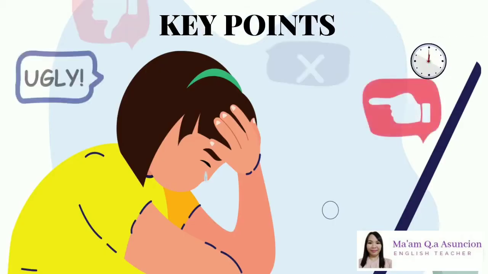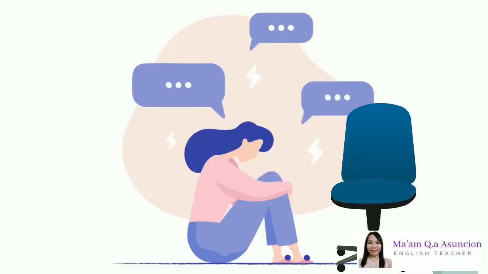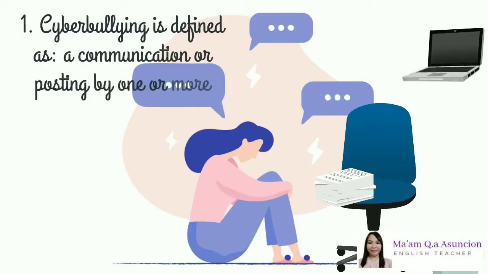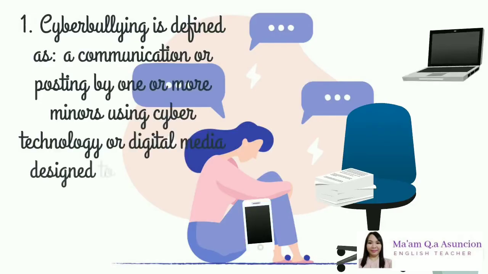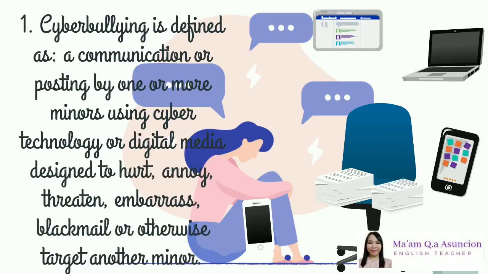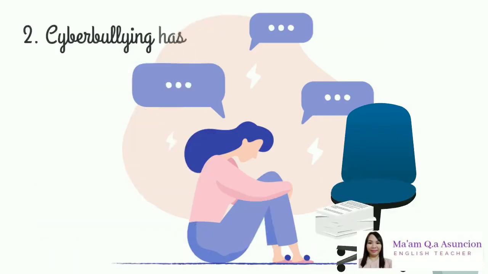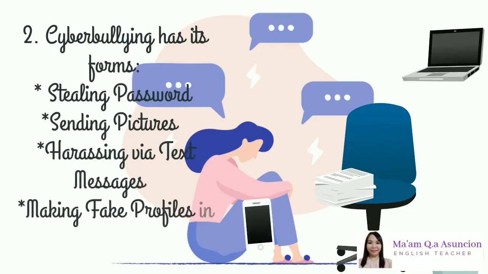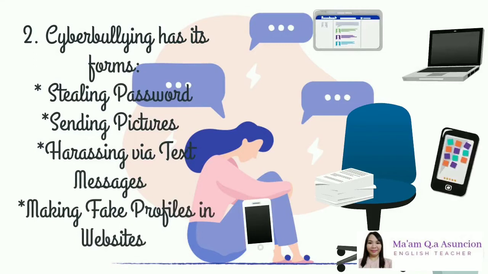Here are the key points of the informative speech. Number 1. Cyberbullying is defined as the communication or posting by one or more minors using cyber technology or digital media designed to hurt, annoy, threaten, embarrass, blackmail, or otherwise target another minor. Number 2. Cyberbullying has its forms such as stealing password, sending pictures, harassing via text messages, and making fake profiles in websites.